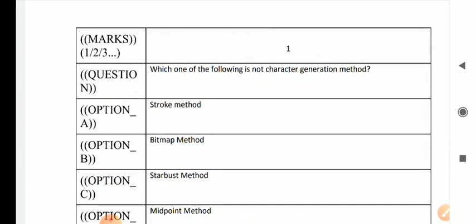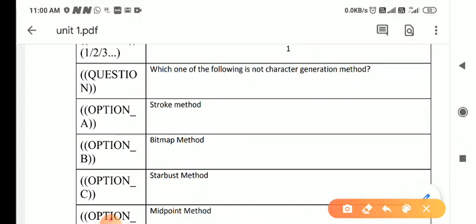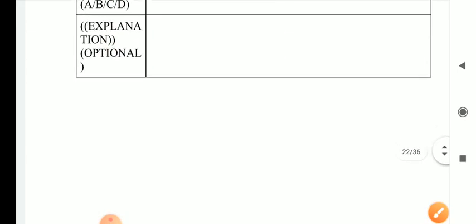Which one of the following is not a character generation method? We know some methods of character generation. There is the stroke method, then the bitmap method, and starburst. Midpoint is not there. So midpoint is a circle generation algorithm. So this is the answer, D.